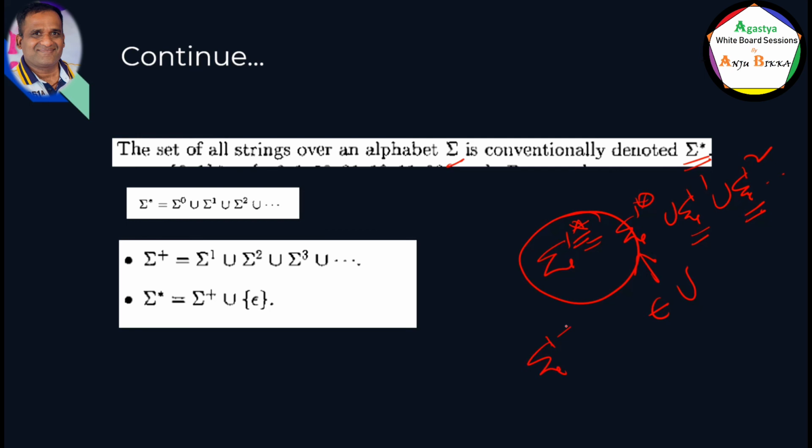Now the positive closure is nothing but not including the length 0. If we add epsilon to the positive closure, it becomes the Kleene closure.